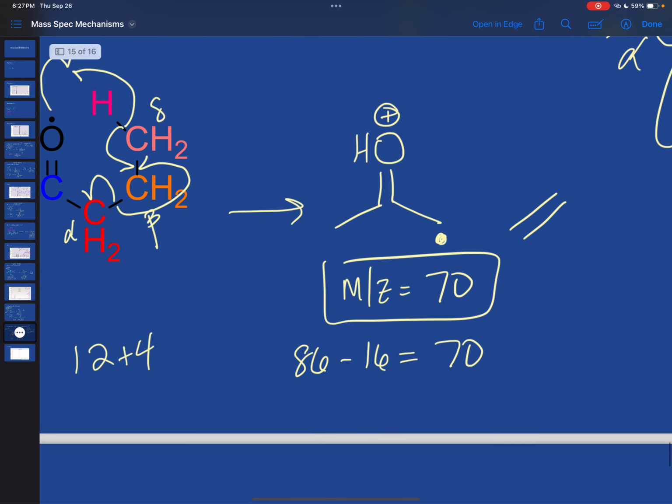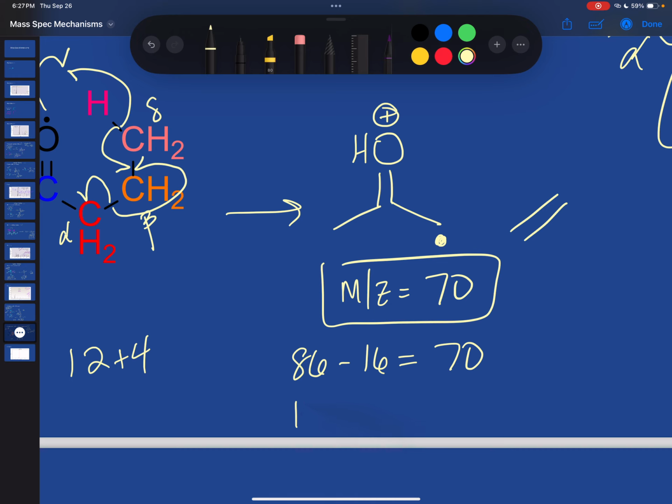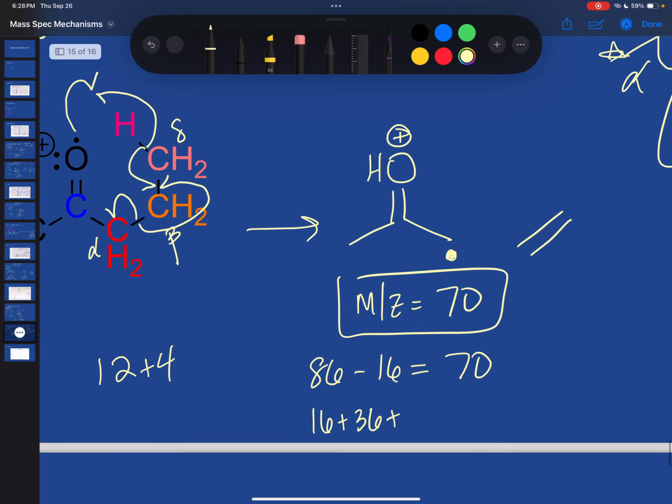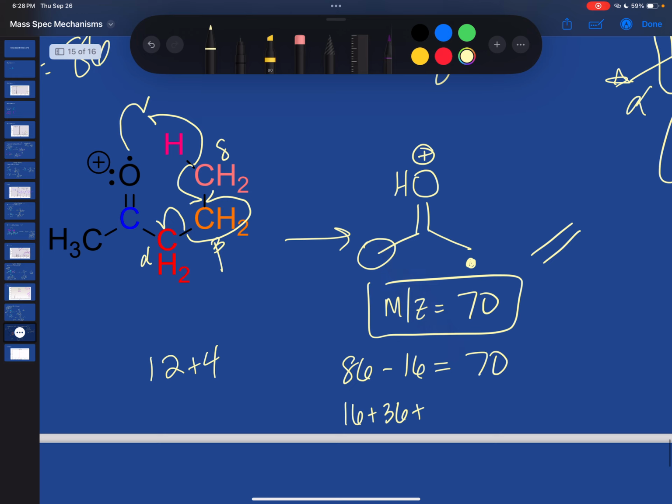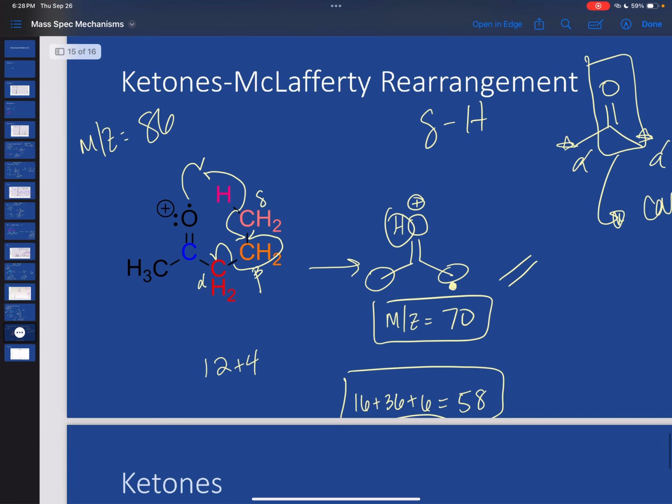So let me double check by actually doing the real math. So 16 plus, I have 3 carbons is 36. I'm doing a lot of math today. 36, and then I should have, okay, 3, 5, 6 hydrogens. Okay, so 16 plus 36 plus 6, 58. Oh, I was way off. Way off. Okay, so that should be my McLafferty mass to charge ratio. Okay, why was I so off on that?